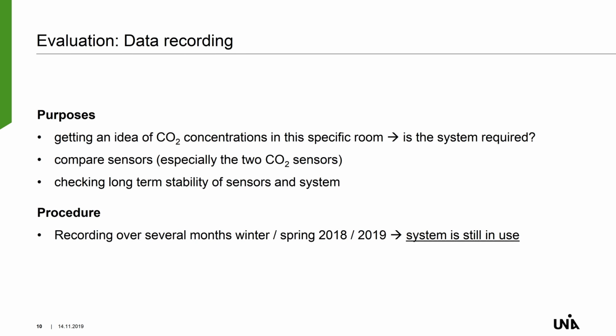Before and after including the ambient lights to the system, we recorded sensor data with it. These data recordings were conducted to get an idea of the carbon dioxide concentrations that occur in this room and to check whether the system is required at all. Additionally, the data was used to compare the sensors, especially the two different carbon dioxide sensors.